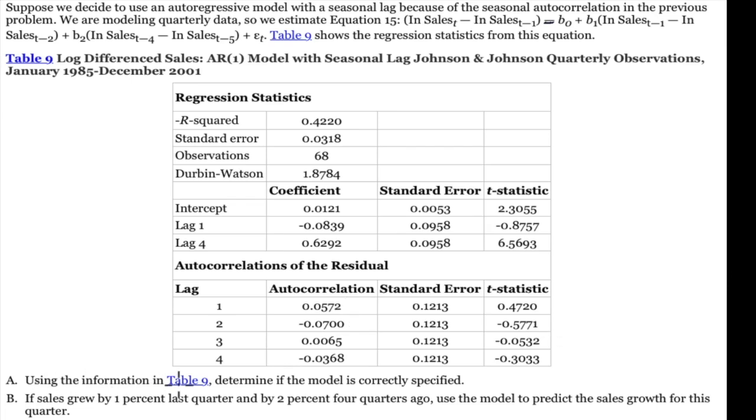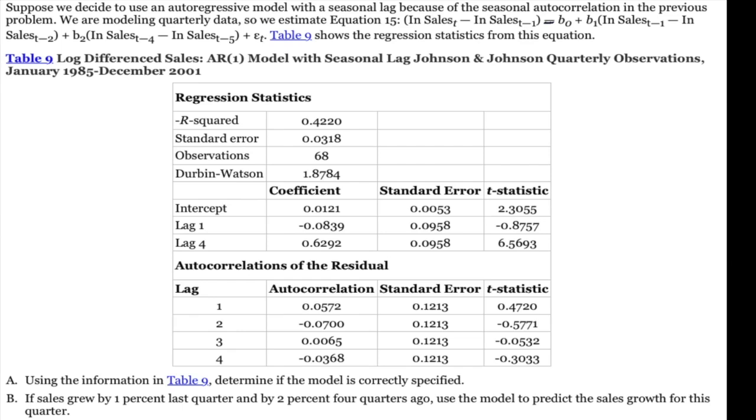A, using the information in Table 9, determine if the model is correctly specified. Well, it looks like it. Again, we don't have a result for an ARCH(1) process test, so we'll assume that it was clean, and we'll take it as it is. Yes, I would say that we have a correctly specified model at this point. B, if sales grew by 1% last quarter and by 2% 4 quarters ago, use the model to predict the sales growth for this quarter.